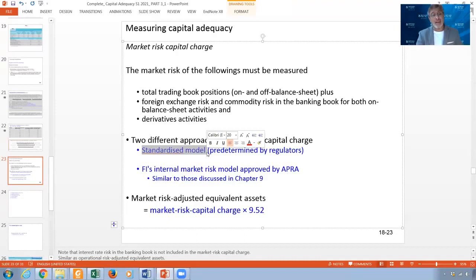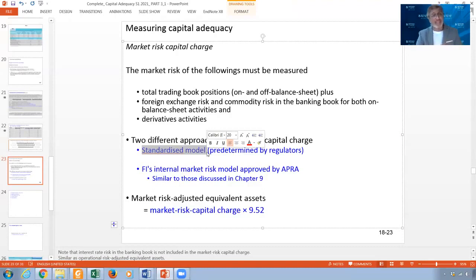Regulators are concerned about all those tradings and they want us to keep enough capital. Now, in week 9, when we talked about the risk matrix and the DEAR and the VAR, we know how much our risk is.